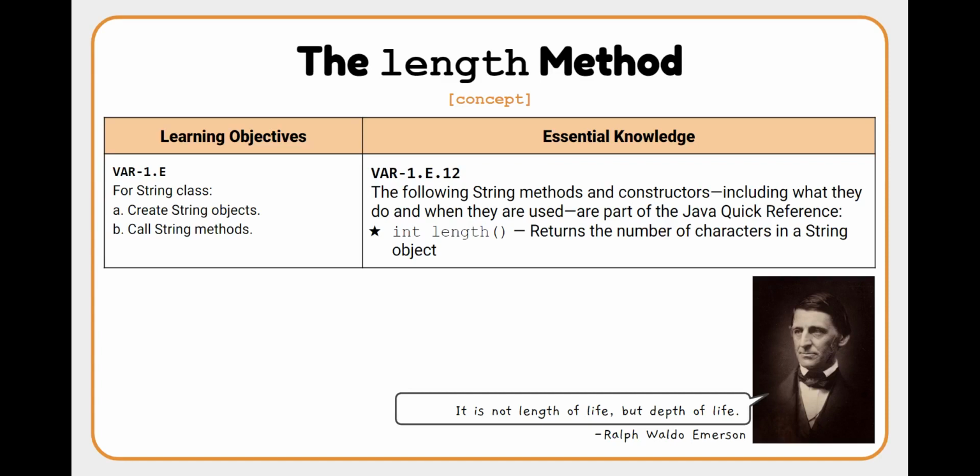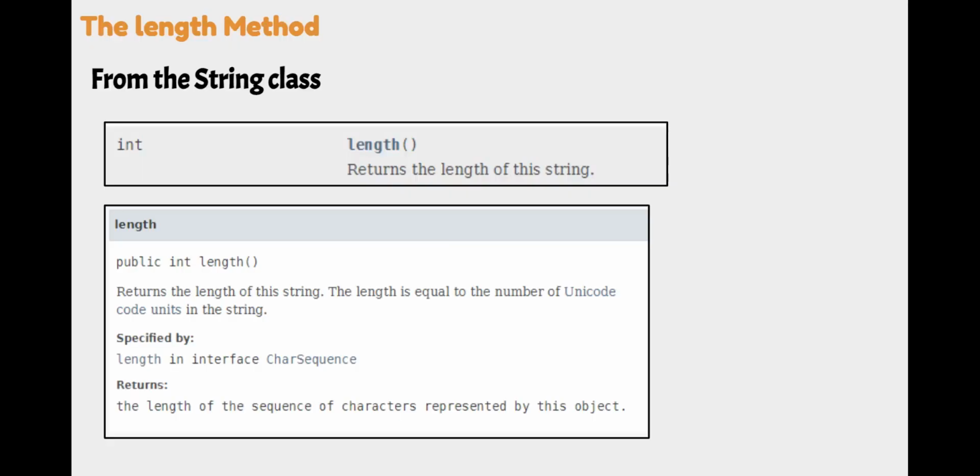First, we're going to look at the length method. Still the same learning objective for string class: create string objects, call string methods. When you look up a method in the Java API, it will show it to you in two parts. It'll be a summary, which will look like the signature of that method and give you a very brief description. If you click on it, it will link down to an area where you can get further detail about that method. So both of these boxes are giving us information about the length method.